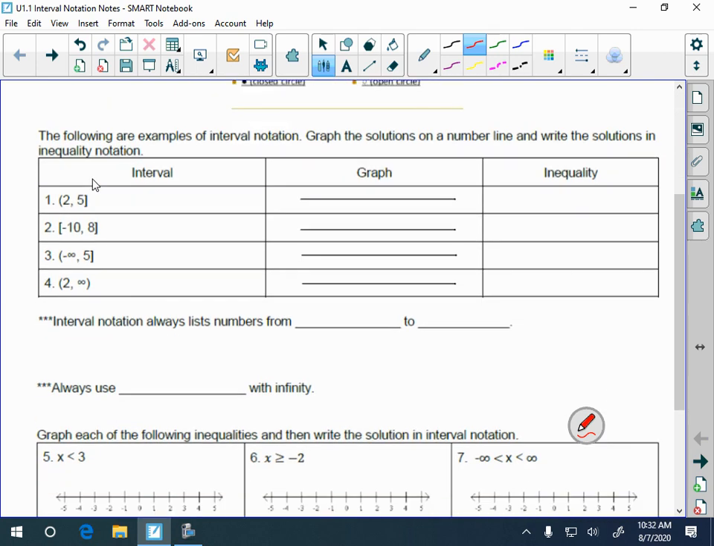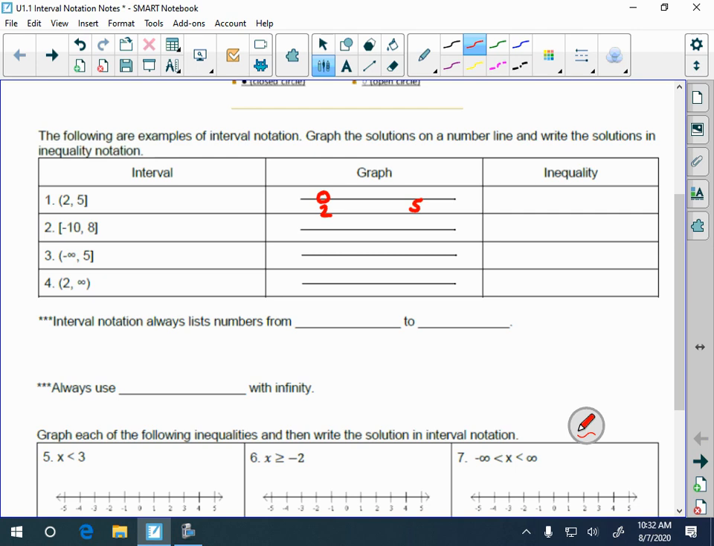When we look at interval notation, we're working basically left to right. The number on the left should always be smaller than the number on the right. This has a parenthesis on the 2 and a bracket on the 5. So this says all the solutions between 2 and 5 on a number line. Because 2 has a parenthesis, it's not included in the solution, so we use an open circle. 2 is on the left side, and 5 is on the right side.